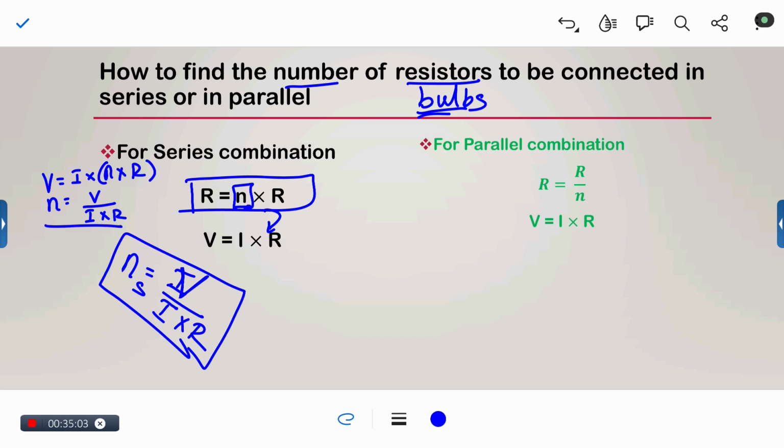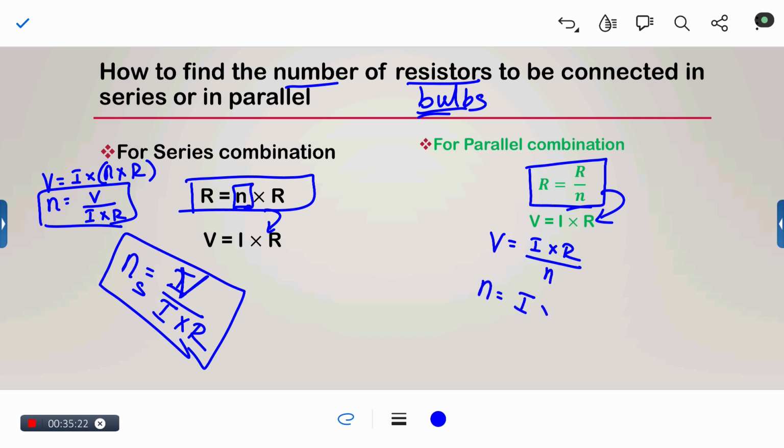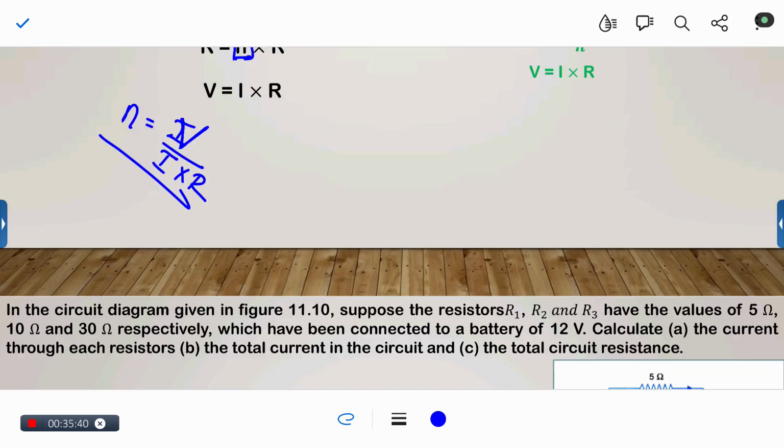Next, if it is parallel, the resistance R is replaced by R by N. Substituting this value, V is equal to I into R by N. If I find N, then N is equal to I into R by V. So the final formula is N is equal to I into R by V. Here N stands for the number, I stands for current, R stands for resistance, and V stands for potential difference.